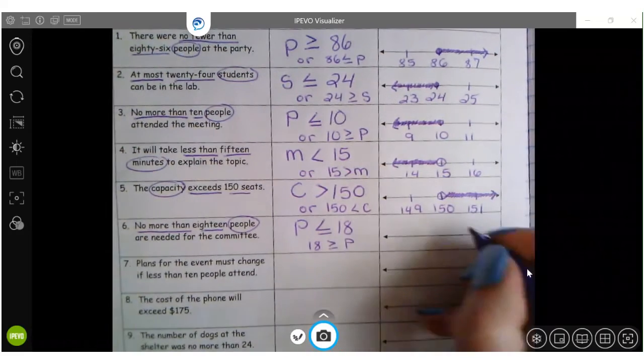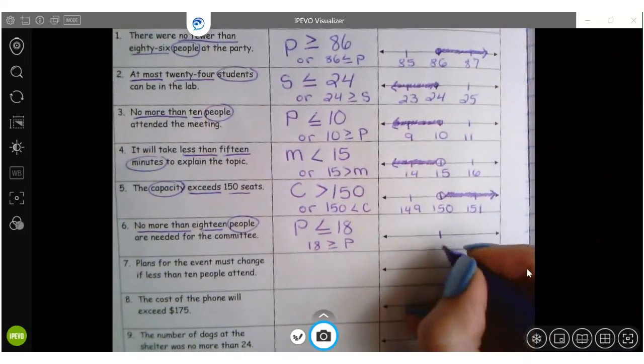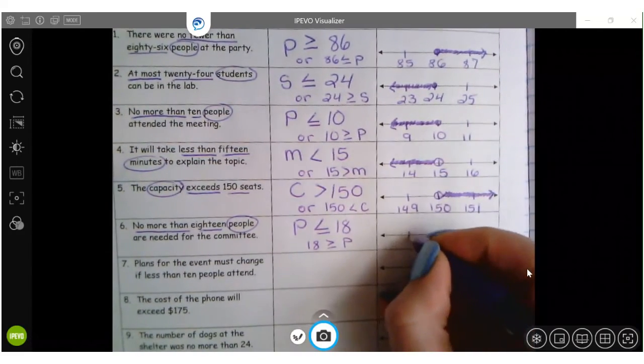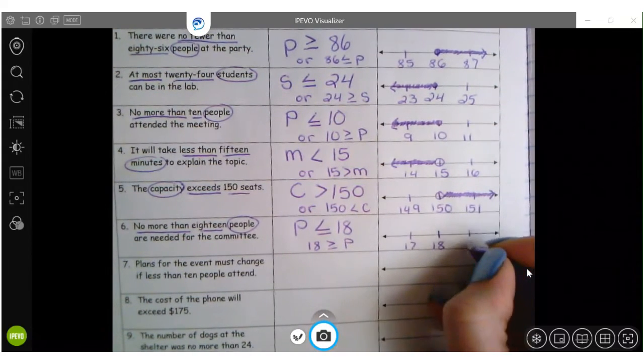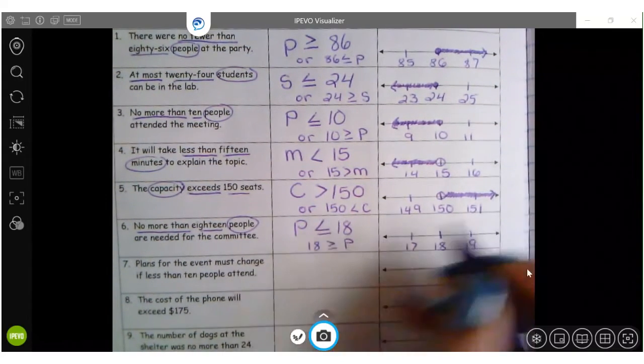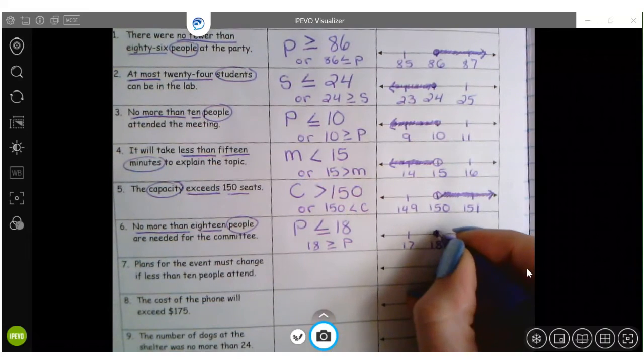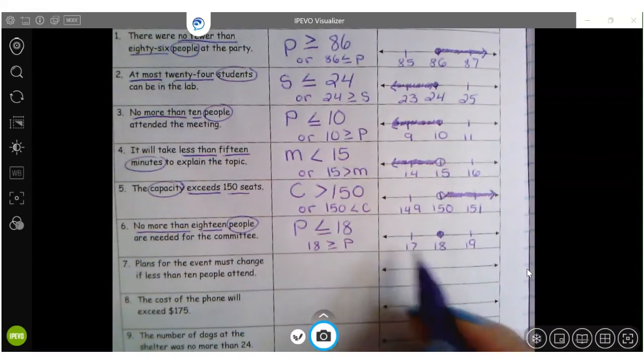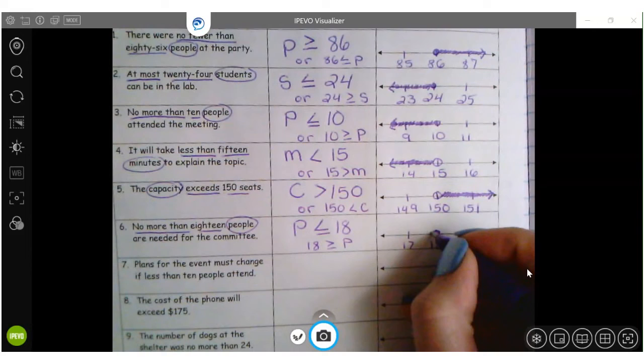And I'm going to graph that. The number I'm comparing to P is 18. So I put 17 to the left, 19 to the right. This is a closed circle on 18. And values less than 18 would be shaded to the left.